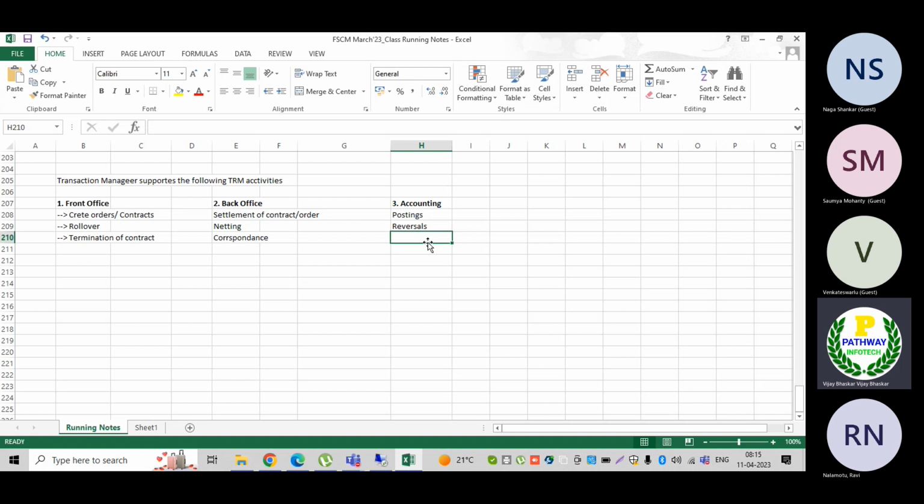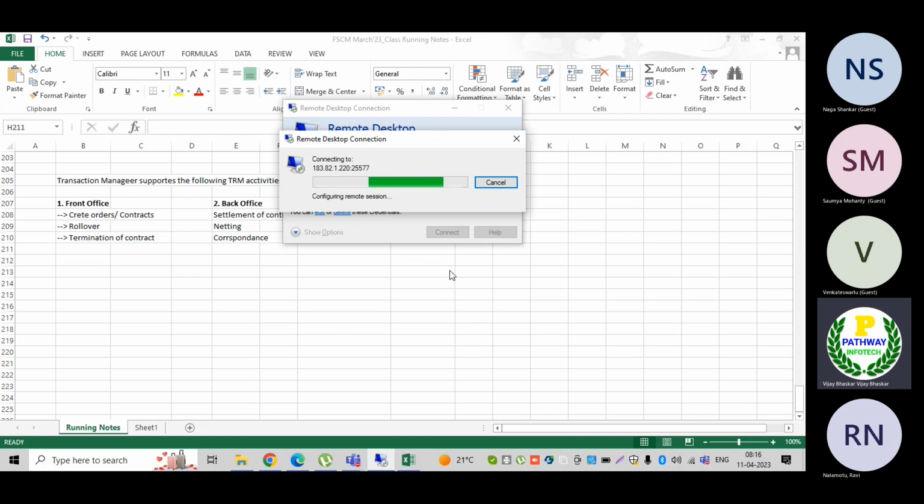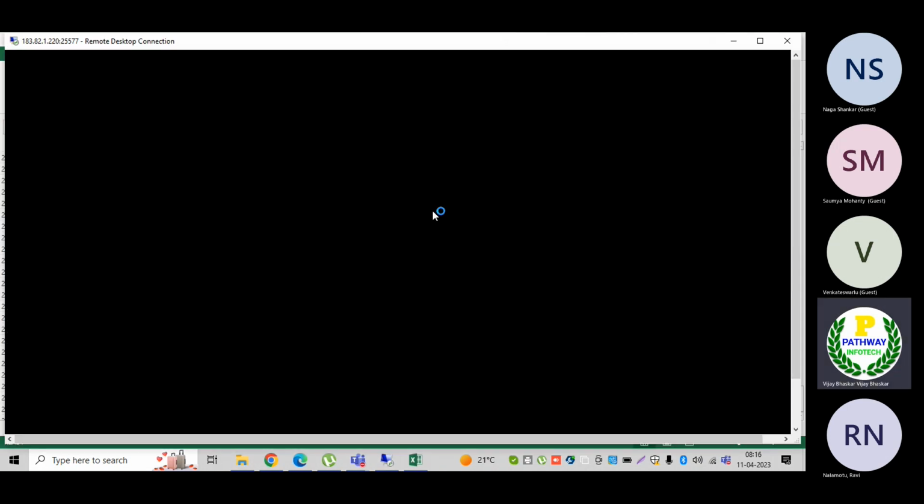Remember, the next important topic is accrual and deferral. Accrual and deferral is a month-end activity where we perform the activities, then interest rate calculations. So these are the activities which we are going to see. Now it is working.